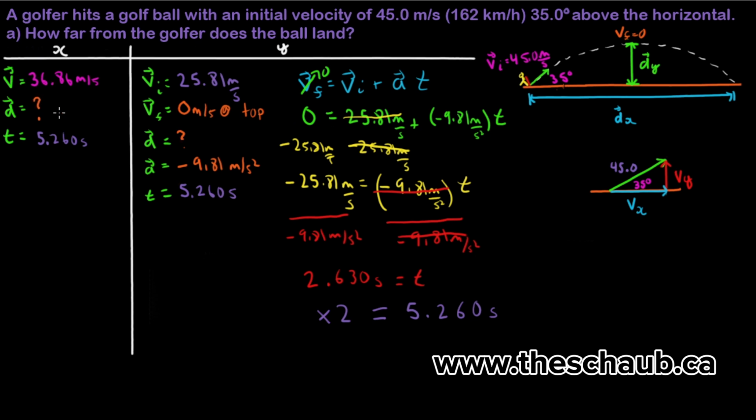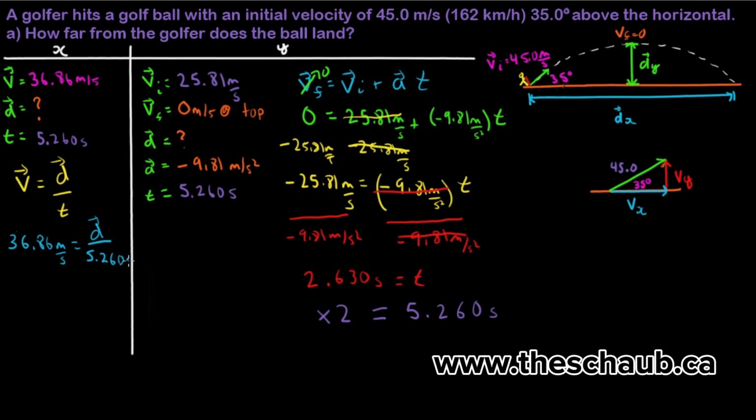We now have the two variables we need in the x components to solve for dx, how far from the golfer the golf ball lands. There is no acceleration in the x direction, so we don't have to use a kinematic equation. We can just use our equation of motion. V, velocity, is equal to the displacement over the time. Adding in our values, for v we have 36.86 meters per second, and this is equal to our displacement, which is what we're looking for, divided by our time, which is 5.260 seconds.